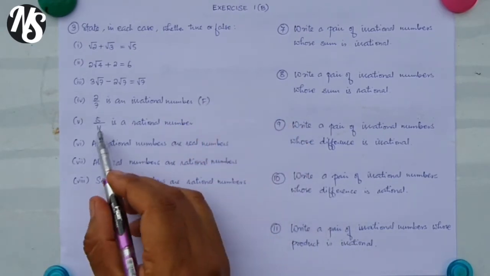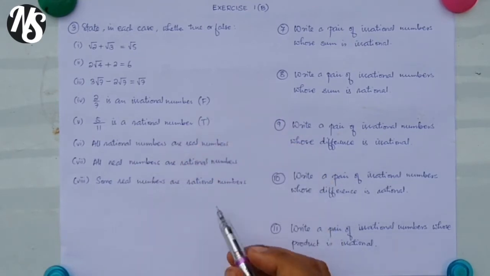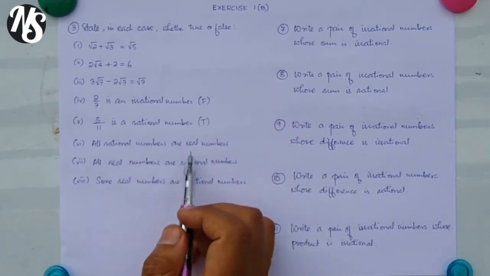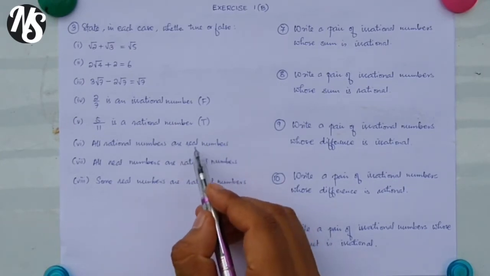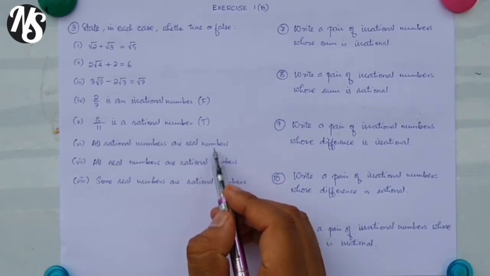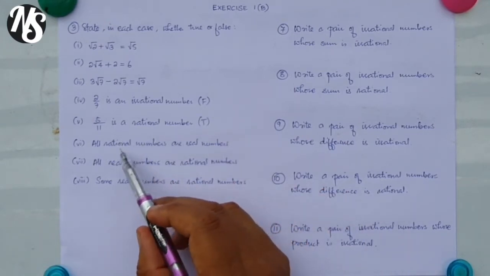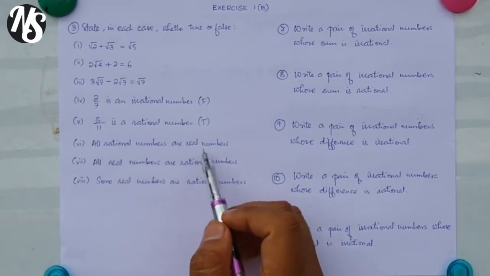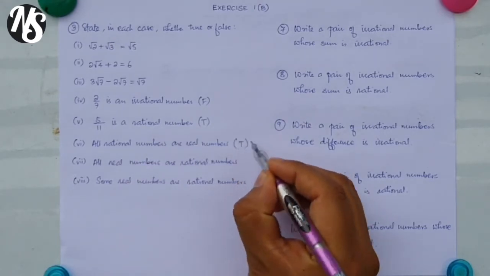Okay, we have 5 by 11 is a rational number. Obviously this is true. Next is, all rational numbers are real numbers. I told you real numbers are formed by the combination of rational and irrational. So can I call all the rational numbers real numbers? Yes. So this is also true.